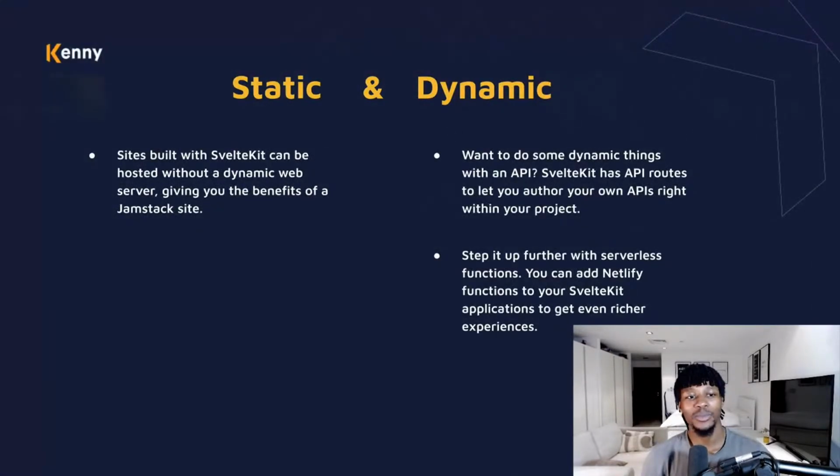And let's talk about the last one, static and dynamic, right? Sites built with SvelteKit can be hosted without a dynamic web server, which means you have access to all the benefits of a regular Jamstack application. But that doesn't mean that you have to sacrifice dynamic functionalities in your SvelteKit application just because you want to generate some pages statically, right? You can use the API routes that we talked about to make API calls, fetch data, respond to your clients, and all that.